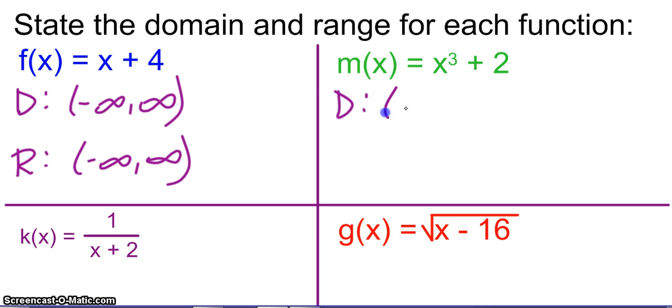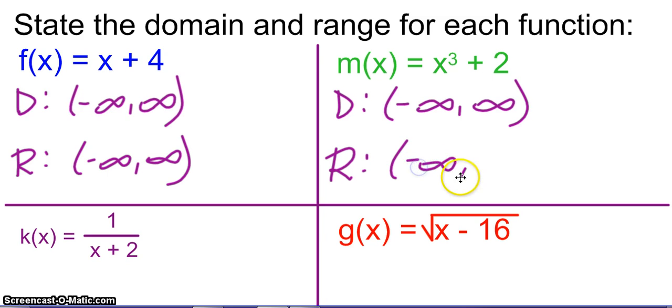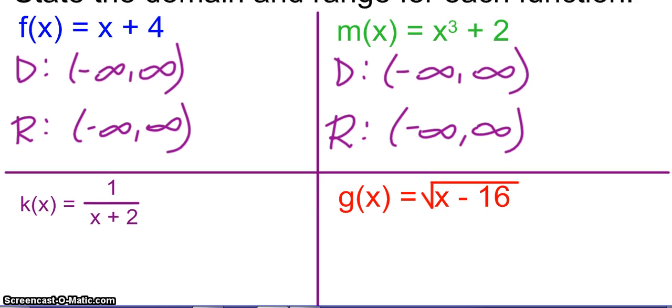Is there any number that you cannot cube, multiply by itself 3 times, and then add 2? Positives, negatives, fractions, decimals, 0, all of those work to cube and then add 2. And when we do that, we're going to get back all of our numbers, negatives, positives, 0, fractions, decimals, etc.